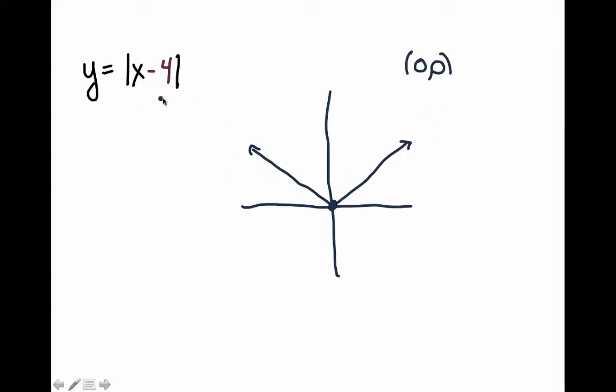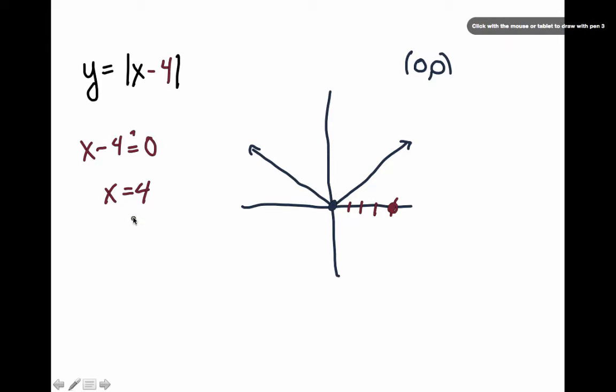Well, where does it get moved if I subtract 4 inside? So I like to ask that kind of question. I do this in my head. You don't need to write it out. But in my head, I kind of think, okay, x minus 4, when does that equal 0? Oh, when x is 4. So if I plugged in 4 right here, 4 minus 4, I would get 0. 1, 2, 3, 4. And the absolute value of 0 is 0.